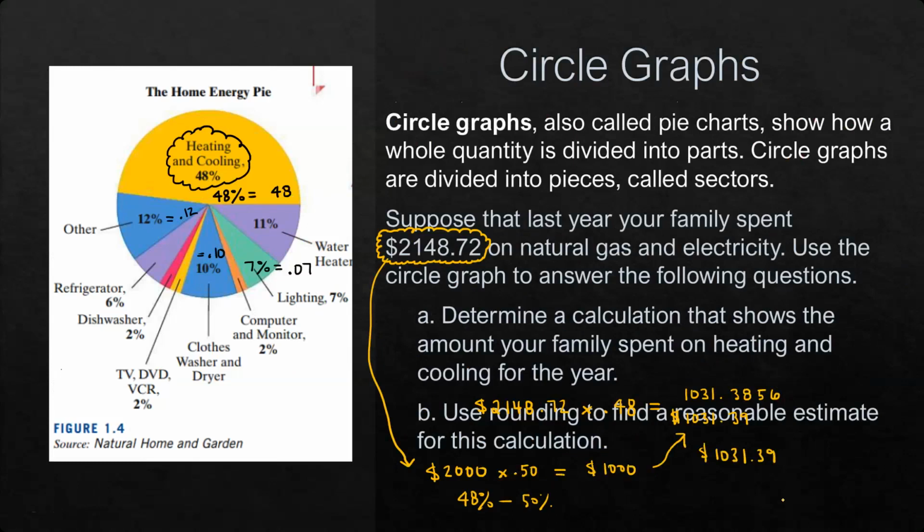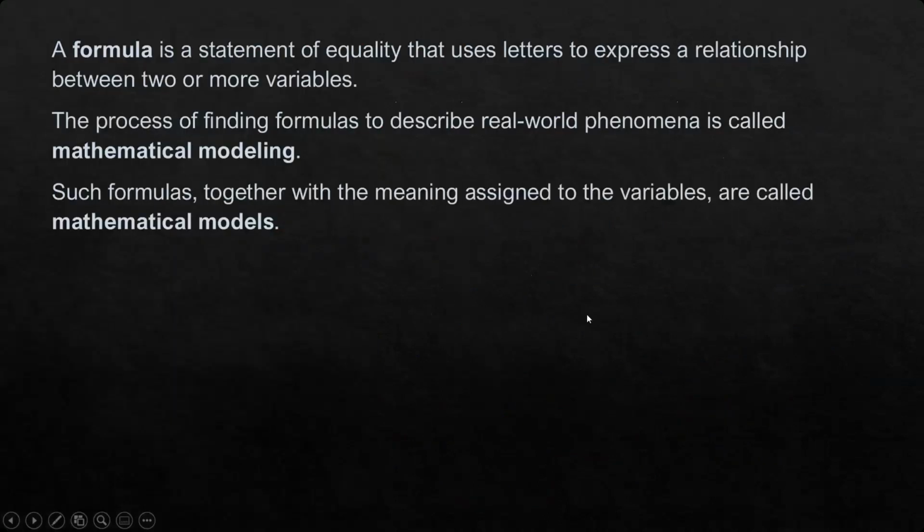Based on our estimate, our value is actually not too far from the true value, which is of course 1031.39. If we wanted to do some computation on the go, say we were at the store, we could say this is going to be roughly about $1,000. All right, let's move on and continue. I think we got two more examples. Let's go ahead and get them done.